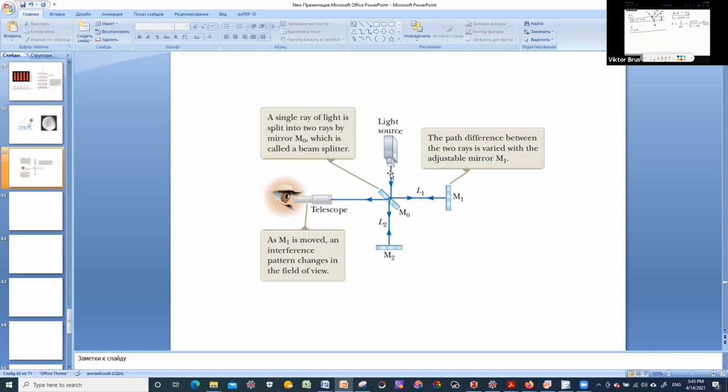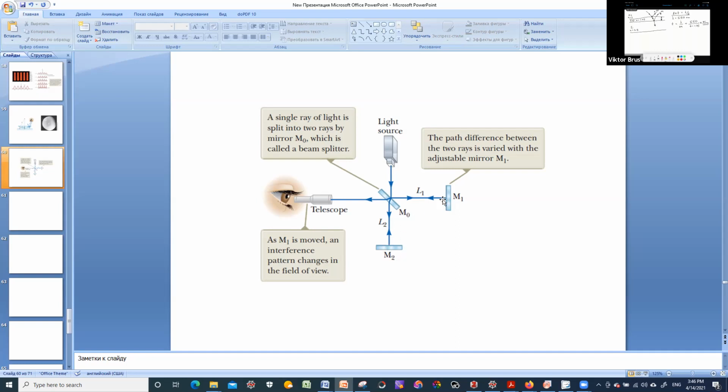Then this laser beam reaches the so-called beam splitter. It's a semi-transparent mirror. So part of this beam is reflected, like half of its intensity is reflected towards mirror M1, and another half just transmits through the semi-transparent mirror, the beam splitter, and travels to mirror M2.